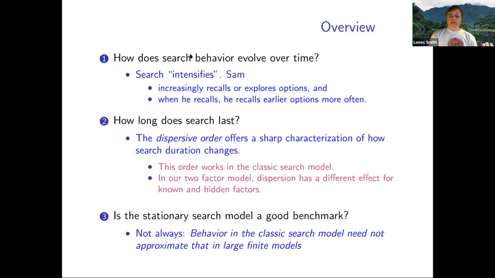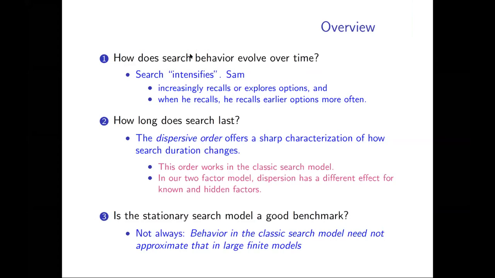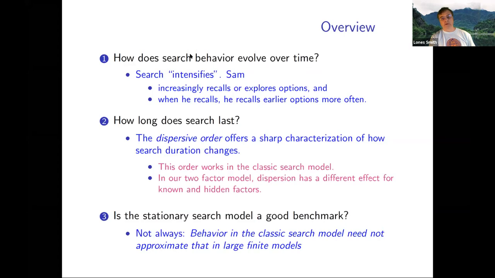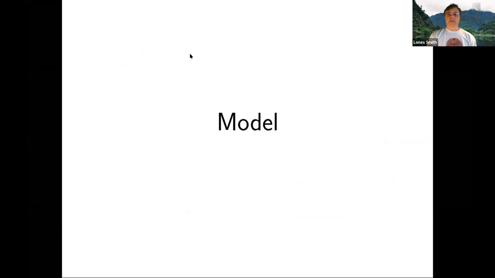And then to the question of were we smart to use a stationary search model as a benchmark, the answer is not always. It turns out the classic search model does not approximate large finite models. You can have the number of options exploding. And in one case, you're never going to have your recall chance go to zero. So at this point, I guess I should stop sharing and let Michael take over.